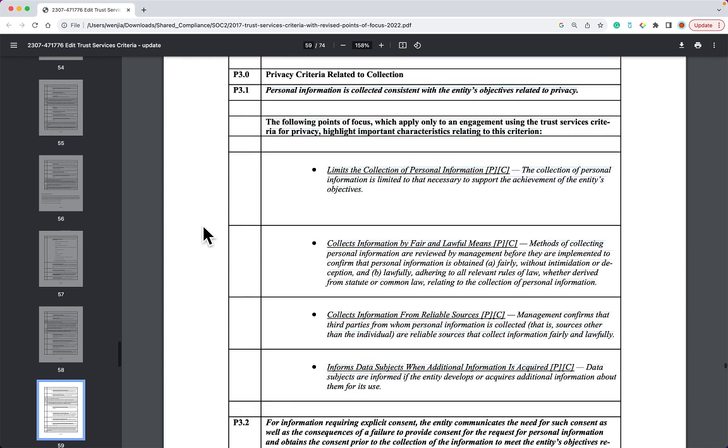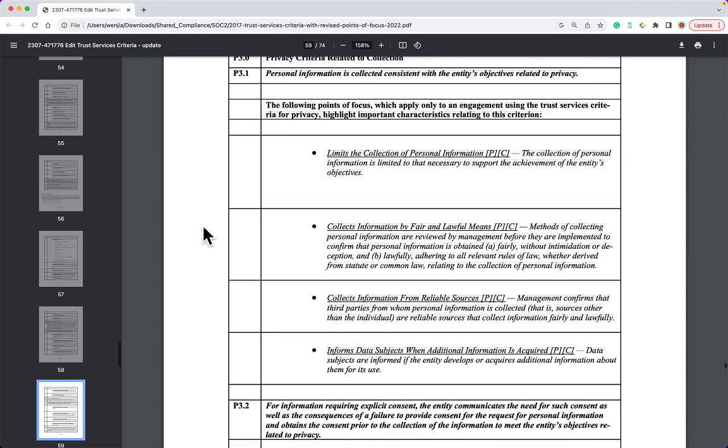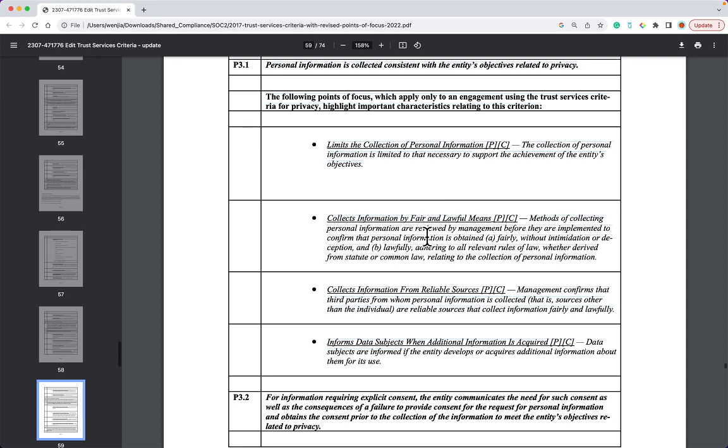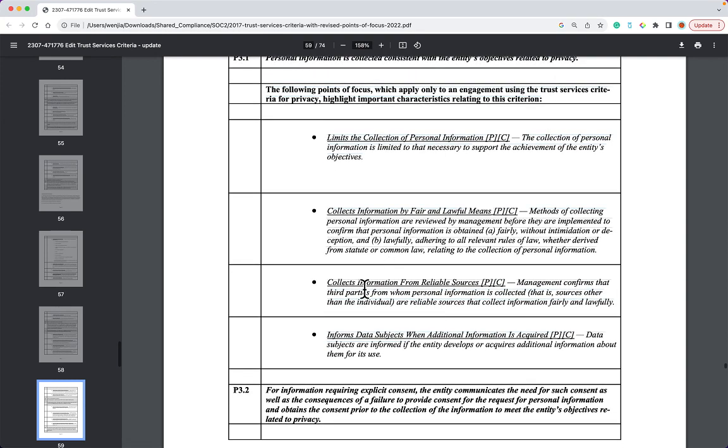Okay, now let's check P3.1. Personal information is collected consistently with the entity's objectives related to privacy. There are 4 points of focus. Limits the collection of personal information. Collects information by fair and lawful means. Collects information from reliable sources. Informs data subjects when additional information is acquired.